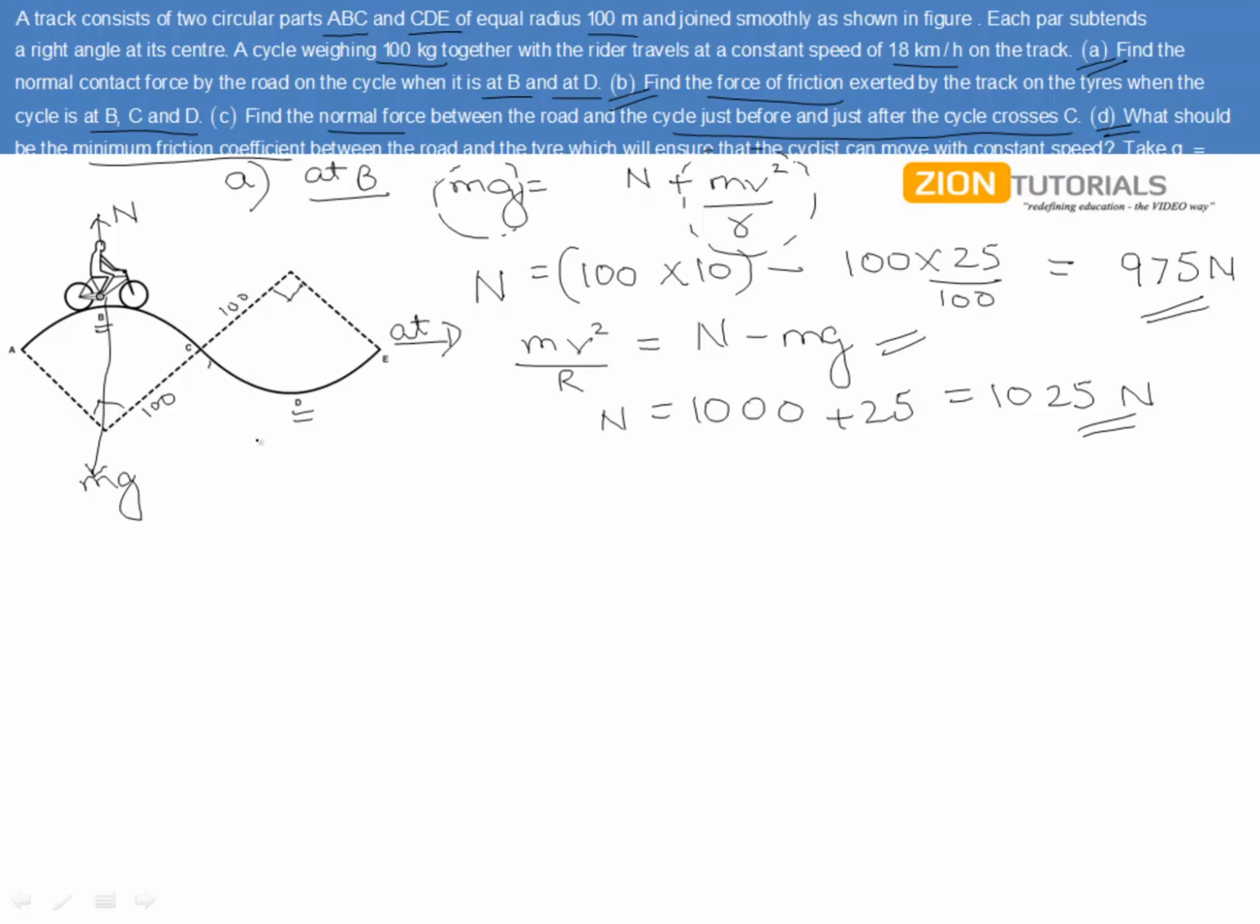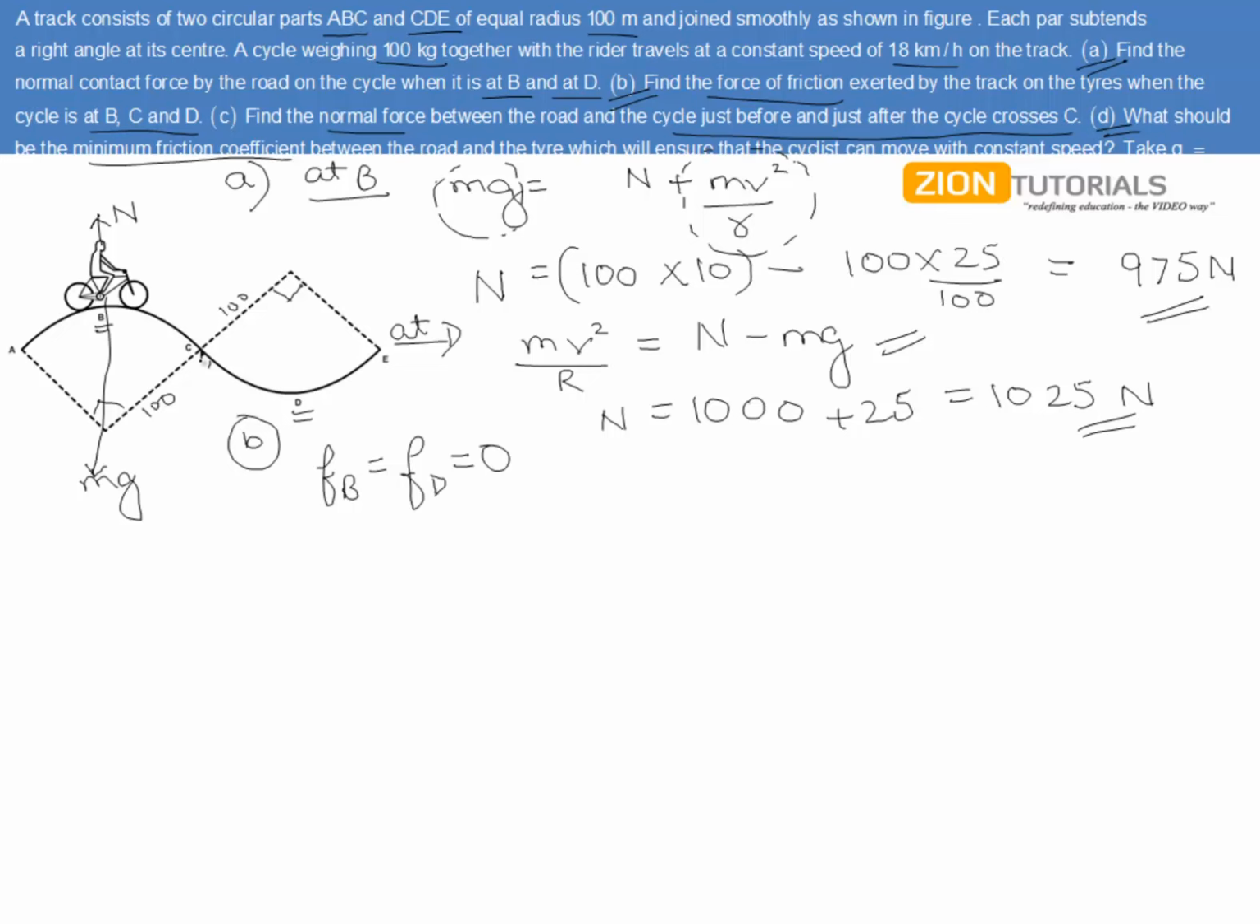Moving ahead with the second part of this question, in which we need to find the force of friction exerted by the track on the tires when the cycle is at B, C and D. Now B is the highest point in ABC, so there is no tendency of the cyclist to slide over here. Also, this is the deepest point in CDE, so there is no tendency of the cyclist to move here either. So we can say that the frictional force at B equals the frictional force at D, which equals 0.